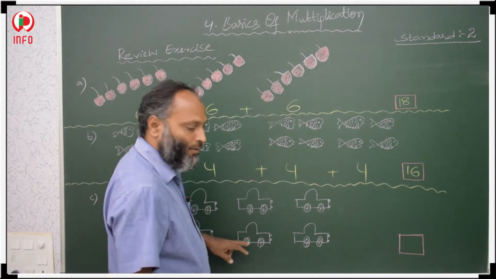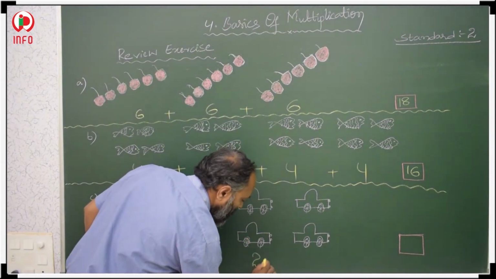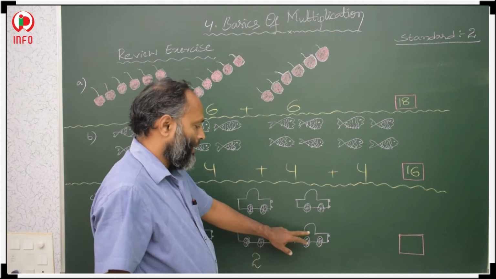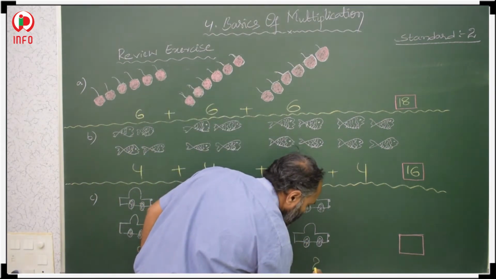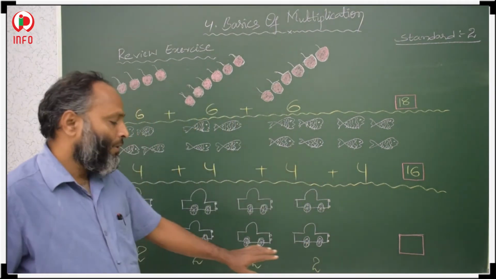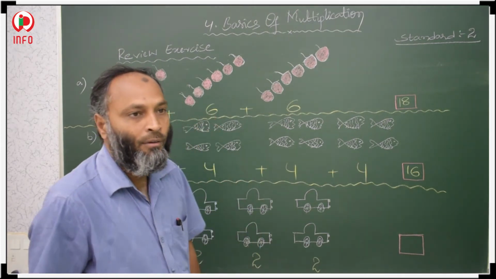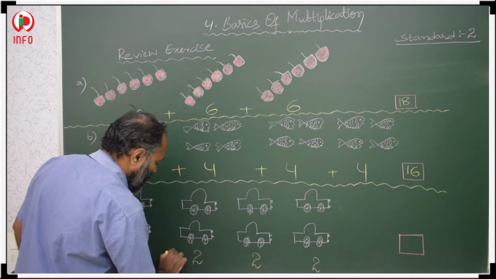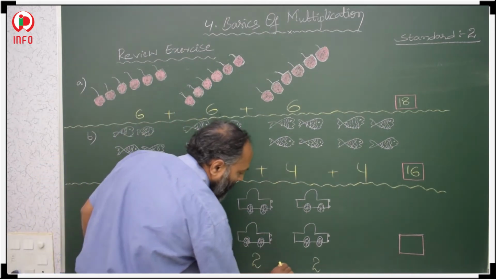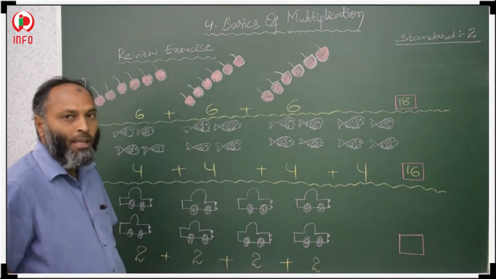1 and 2. 2 cars. 1 and 2. 2 cars. Here an equal number of cars added 4 times. Added 4 times. It is nothing but repeated addition. Repeated addition. Now add 2.